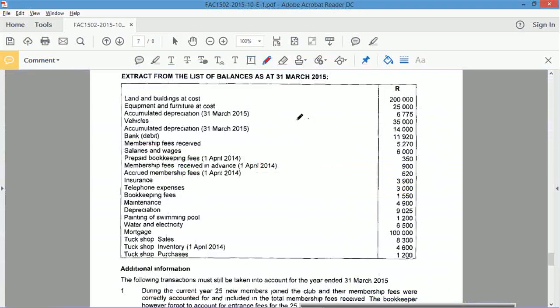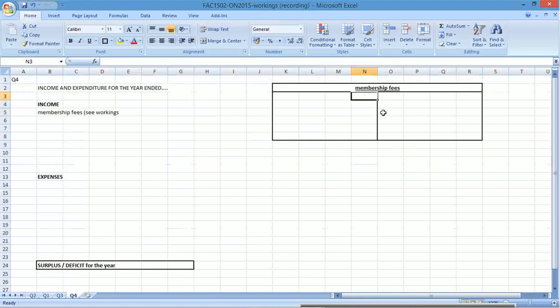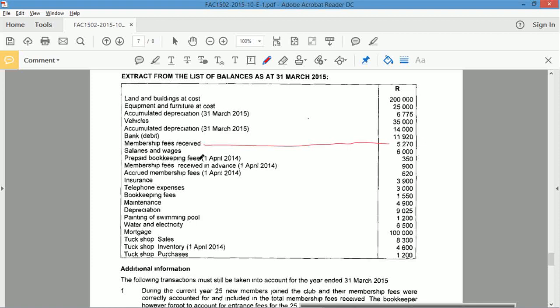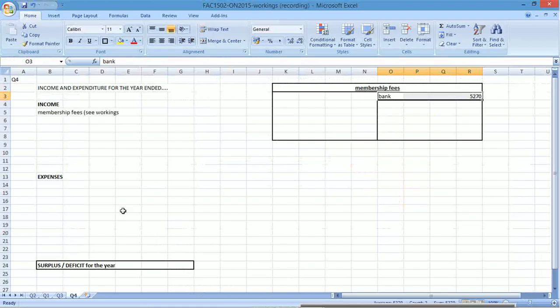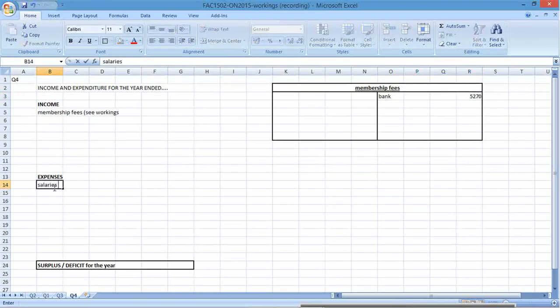Okay, so they tell you this is the membership fees received. Just check the amounts though, because there's no lines on here, so I might read it wrong. Just double check. 5270. Yes. Okay, so 5270 is what I received. It's income, so that'll go on this side. 5270. Bank would have gone up. Okay, there's the one amount. Alright, salaries and wages. It's an expense, 6,000. Salaries and wages, 6,000.